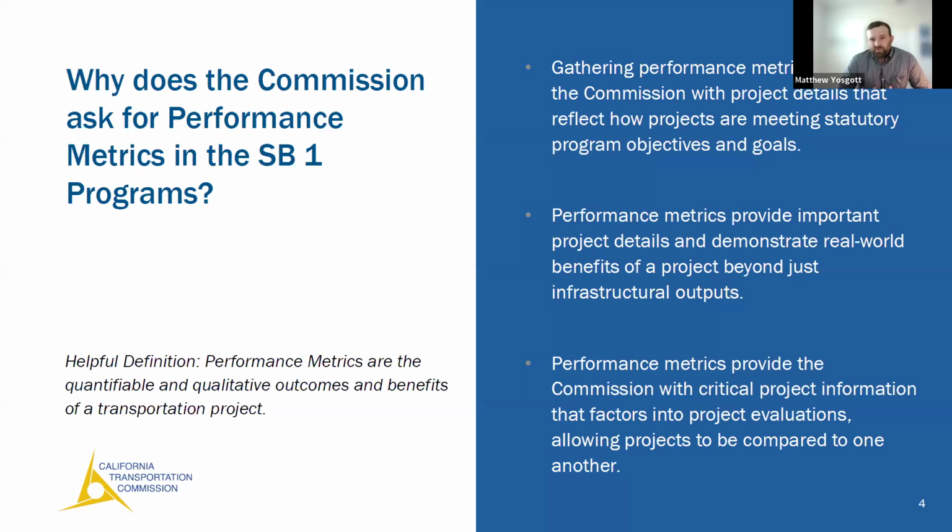So the commission gathers performance metrics in order to provide us with project details that reflect how projects are meeting the statutory program objectives and goals. Among these goals and objectives are cleaner air quality, quicker or faster travel time, higher volume of goods movement, and the next slide will kind of cover a better example of what they are.